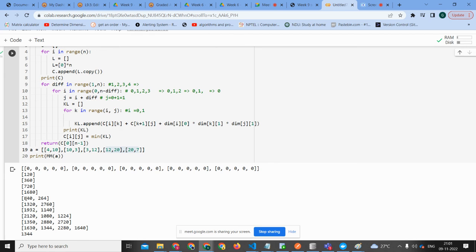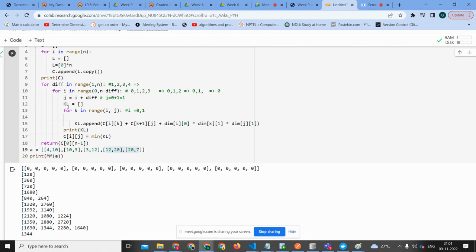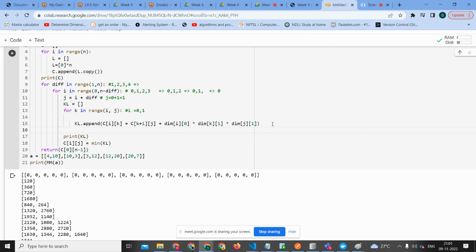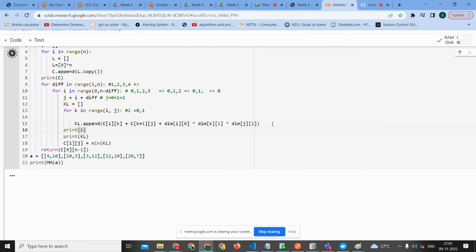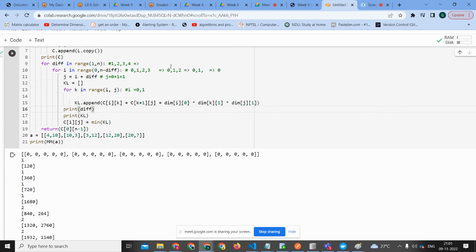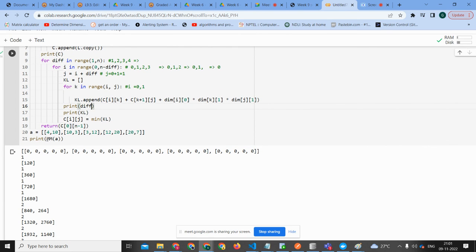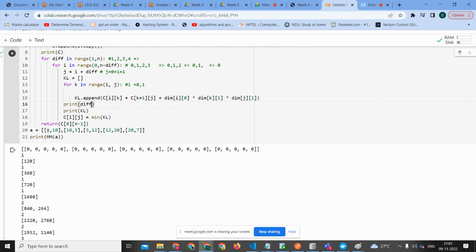Okay, so still, 840, I'm not able to get it. What is this comma 264 coming from? Yeah, 840 comma 264, that happened in the first iteration. Wait, I'll print diff so that we'll see. See, when the diff is one, they are multiplying A, B, B, C, C, A, right? So during this, we are in the second iteration.